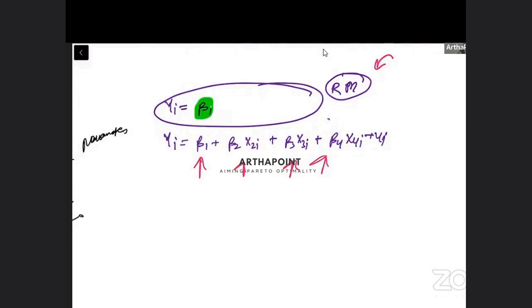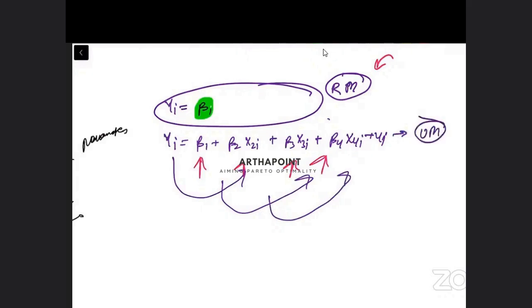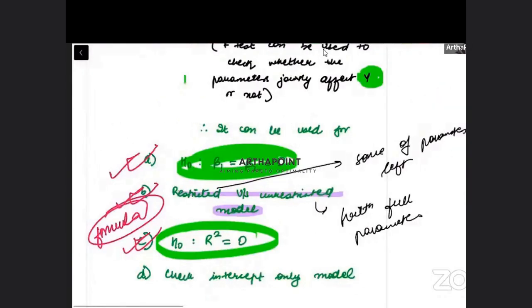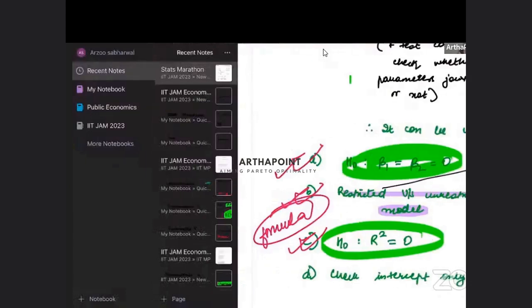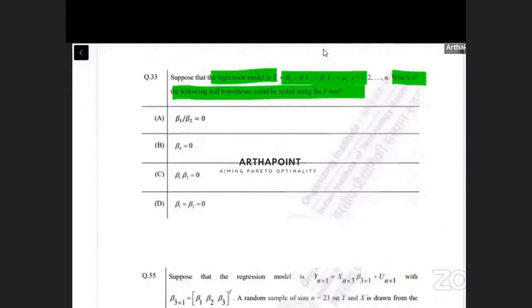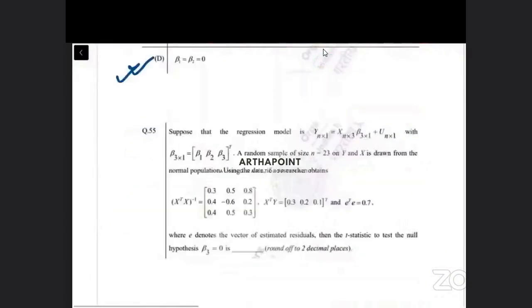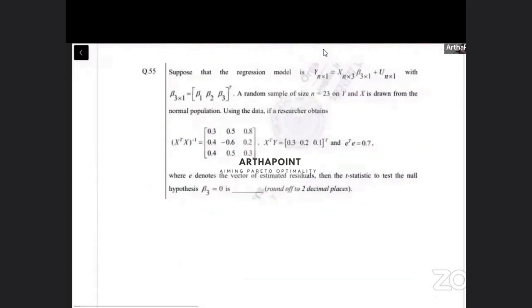Another model says that rainfall depends on precipitation, on dew amount, on ten things, on location. So this becomes my unrestricted model and this becomes restricted. This is an intercept-only model. Then also I can use the F test. So these are the places where an F test can be used: for restricted versus unrestricted models, and for the intercept-only model. Okay, now come to the next question.